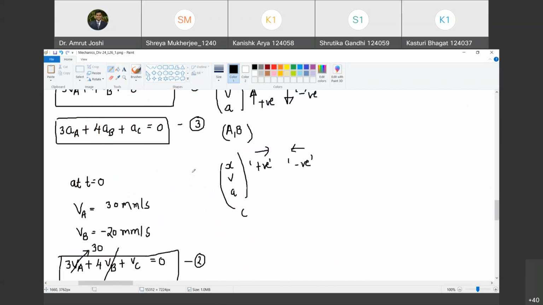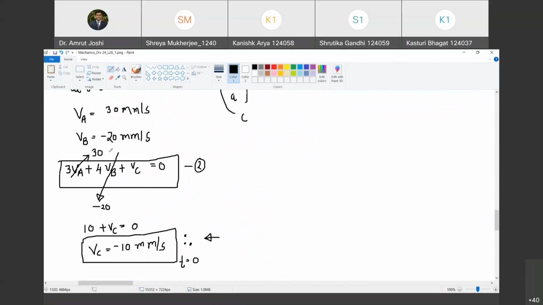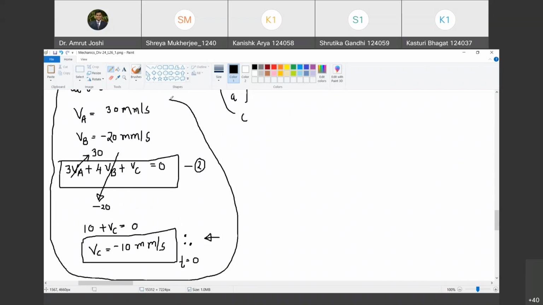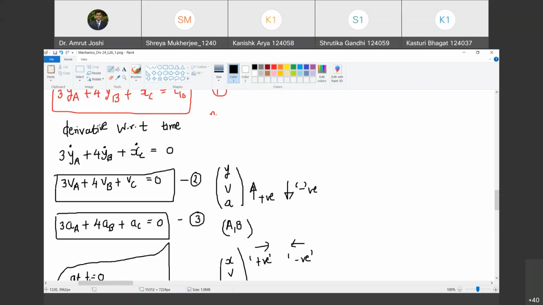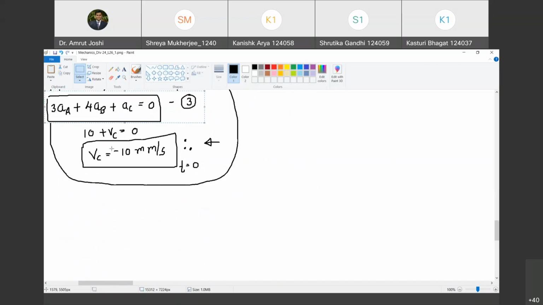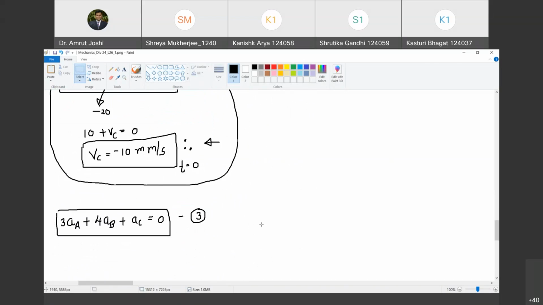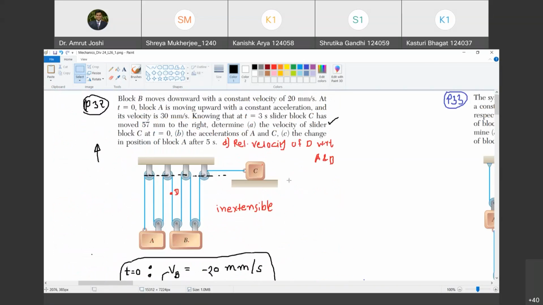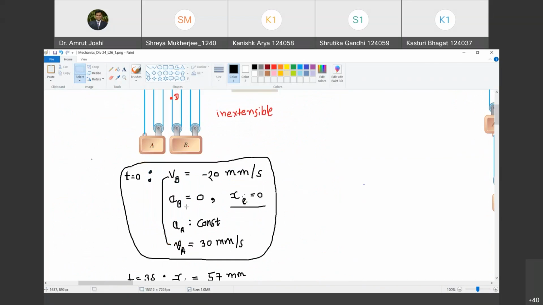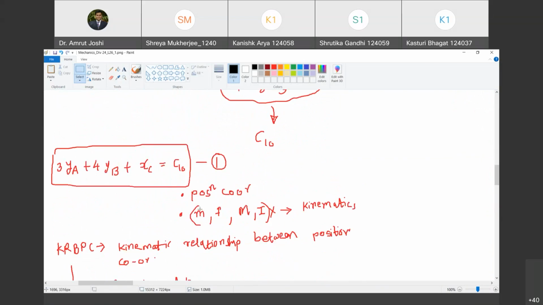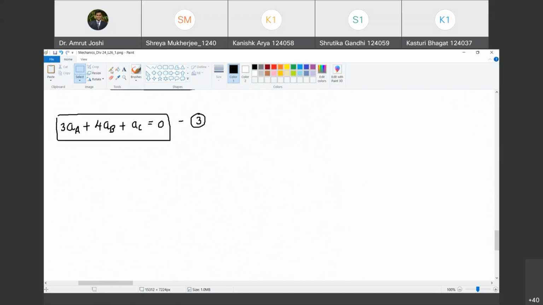So now what is the equation that we are going to use for this second part? Third equation, sir. So this was the first part. We are going to use this equation for the second part. Are you with me? Yes, sir. But the problem is that you have been given the acceleration of block B, but you have not been given the acceleration of blocks A and C. Are you with me? Yes, sir.